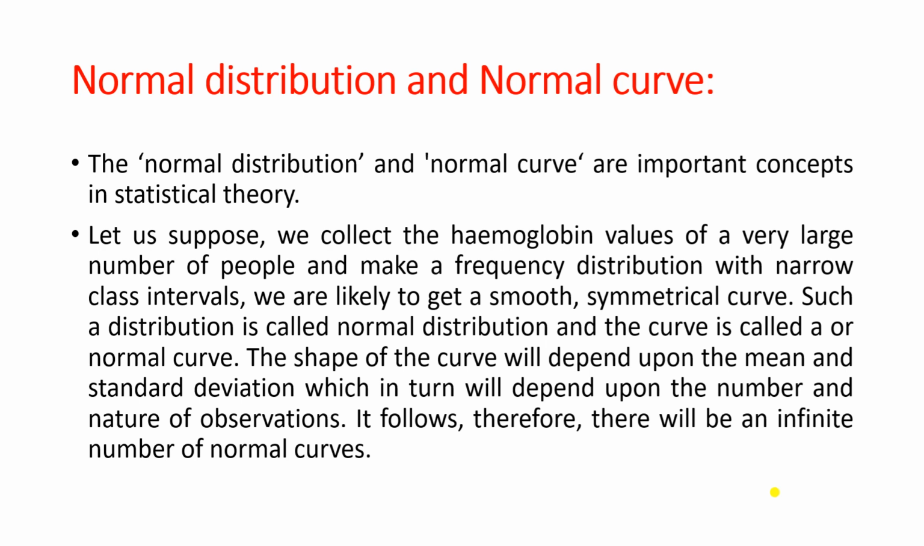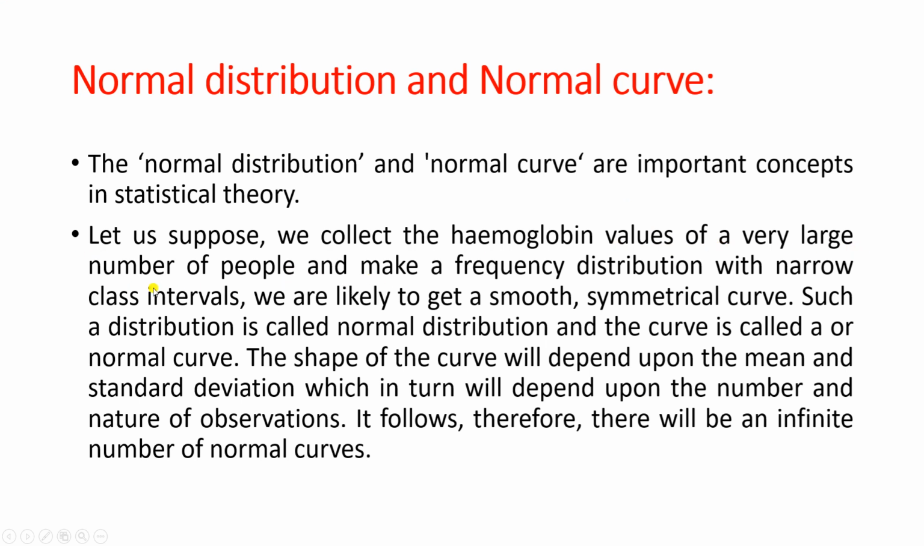But if you have a large number of observations, suppose I am collecting data from 1000 or 2000 or even 3000 individuals, then the data we have will probably follow normal distribution. It still may not follow normal distribution, but it is very likely that it will. So that is why a very large number of people is important.